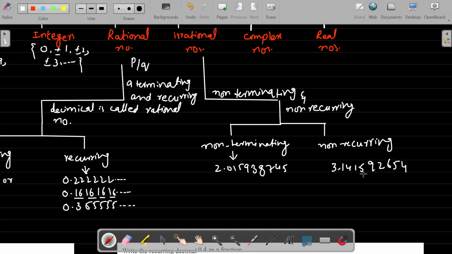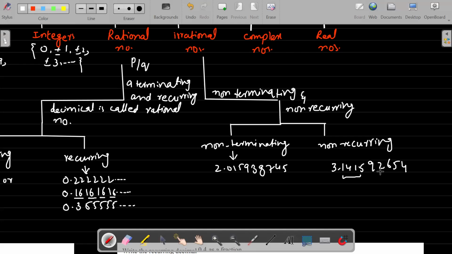We don't know where it will end, and we stop it according to our specific need. Like if I want my answer up to 3 decimal places, then I will round it off up to 3 decimal places. Or if I want my answer up to 5 or 6 decimal places, then I will round it off accordingly. But that one is a non-terminating and non-recurring decimal.